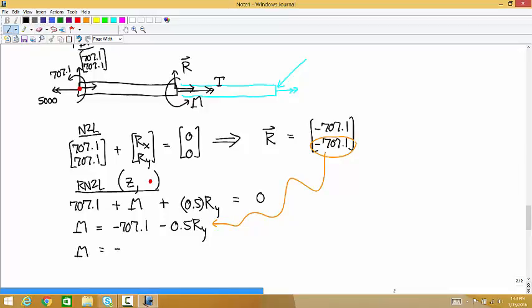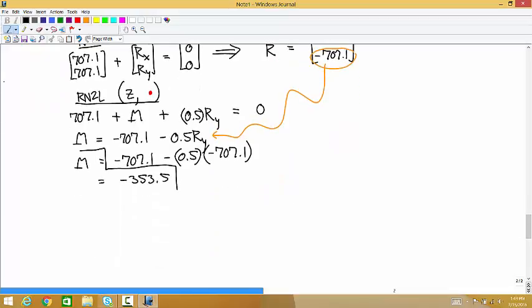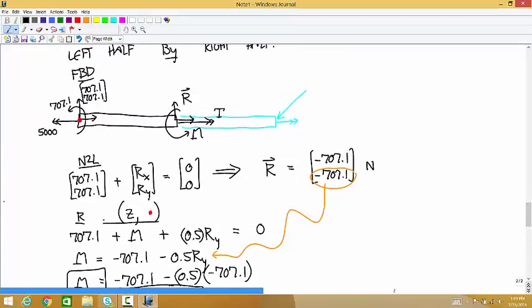So now we can substitute that in here. So M is equal to negative 707.1 minus 0.5 times negative 707.1. And we get that M is equal to negative 353.5. This is in Newton meters. The one for the force up here is in newtons.